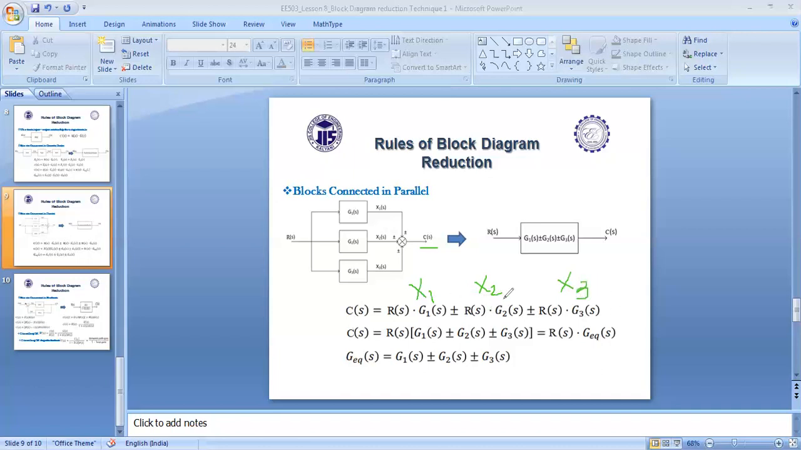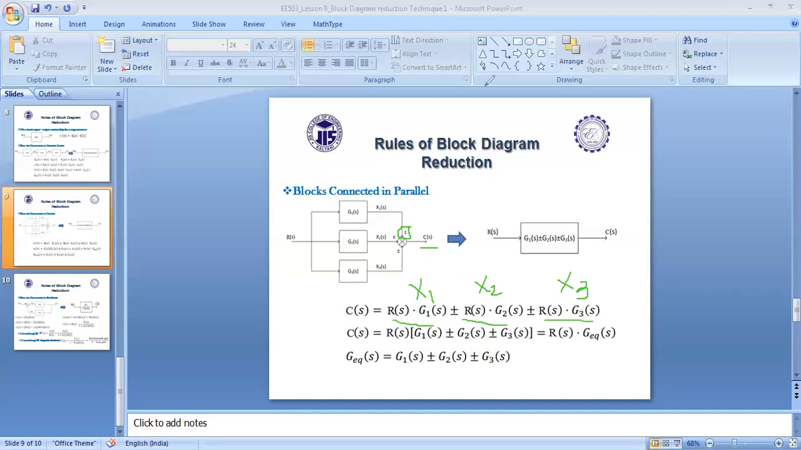Now X1, X2 and X3. C(s) equals X1 plus or minus X2 plus or minus X3. Each terminal can be plus or minus. If this terminal is plus, then X1 will be plus. If this terminal is minus, X1 will be minus. Same for X2 and same for X3. Now X1 equals what? R into G1. So X1 is R into G1. X2 equals R G2. X3 equals R G3.